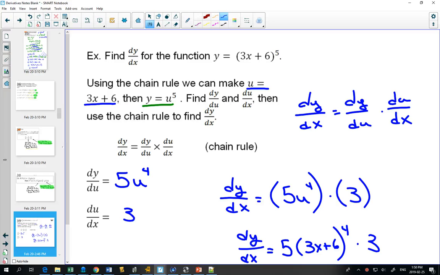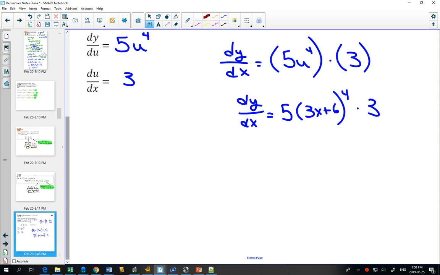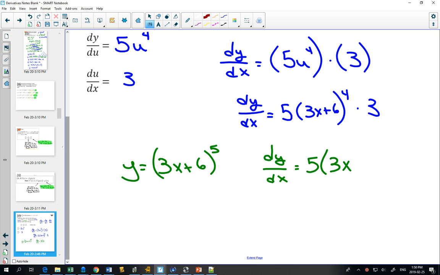What are we going to do instead? We're going to just do it directly. If you have y equals (3x plus 6) to the 5, you're going to say dy dx is, recognize that my outside function is the power of 5. Bring the 5 out in front. Keep the inside the same.